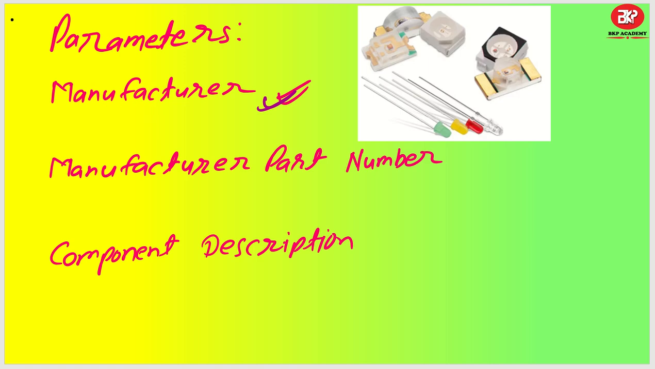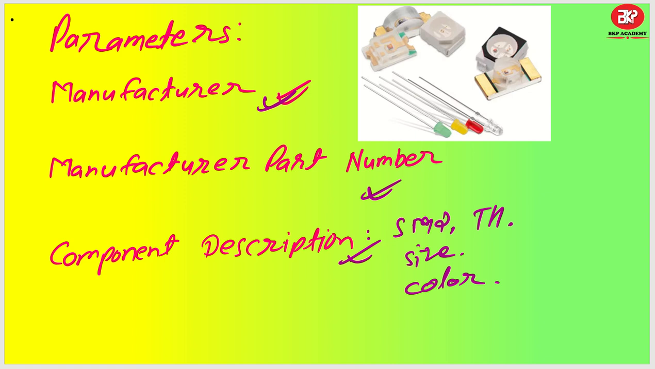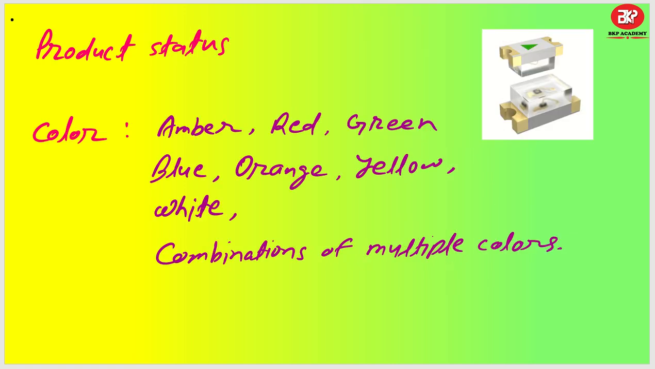Coming back to the manufacturer part number, based on the different other parameters that we will look into, we will try to understand what my manufacturer part number and component description are. The component description will include whether it is SMD or through hole, what my size is, whether it is a small size or a little bigger size, then what the color will be, and what the lens color will be. All these parameters will be included in your description. Let us see the other parameters one by one.